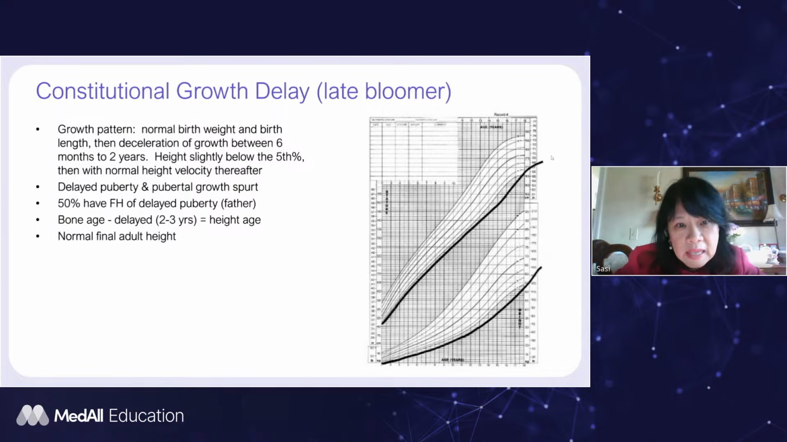And they tend to have delayed bone age, and that can be delayed by 2 to 3 years. That results in delayed puberty, because we know puberty begins according to the bone age, not chronological age. So they have delayed puberty and a delayed pubertal growth spurt, and that helps them catch up at the end, because with the late timing of puberty onset, they will continue to grow and have a growth spurt later. So they end up having height consistent with mid-parental height and a normal final adult height.